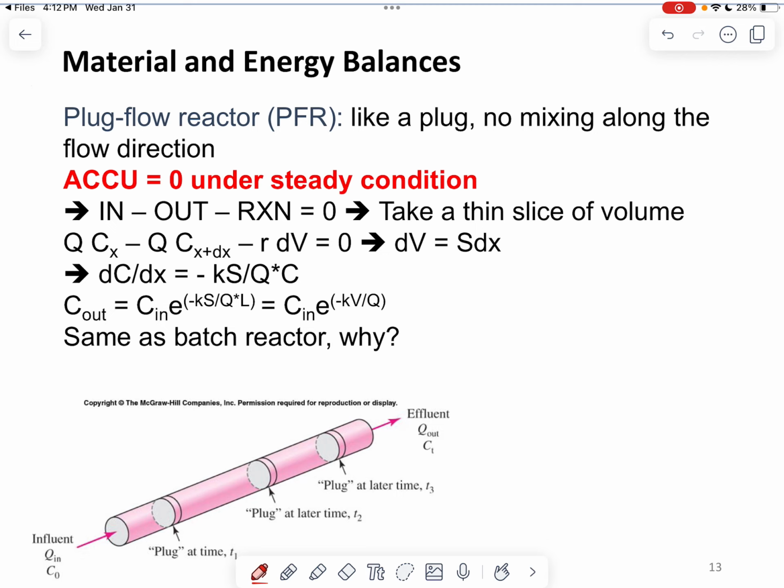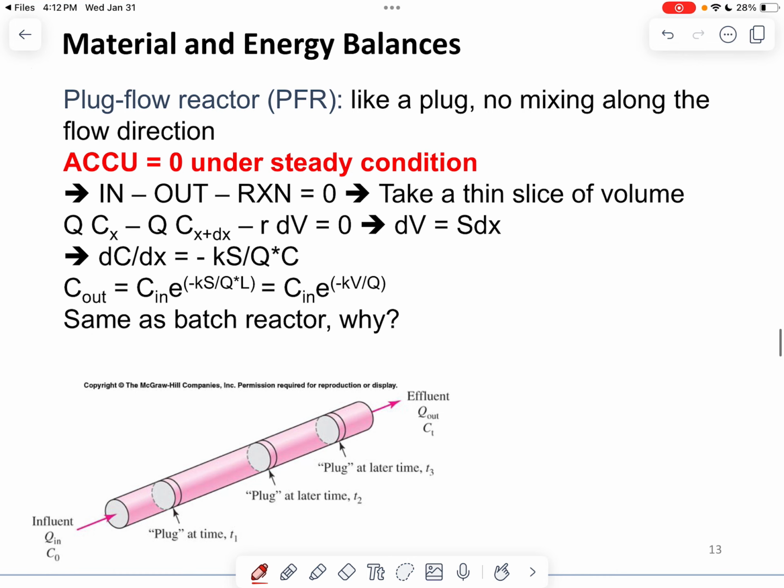So please go over these contents, and also I have left assignment 3, right? So then you will get some practice regarding these different types of reactors. Okay, so we'll talk about the PFR in our next class.